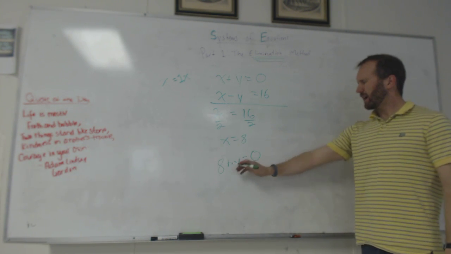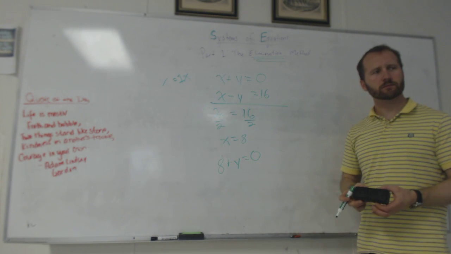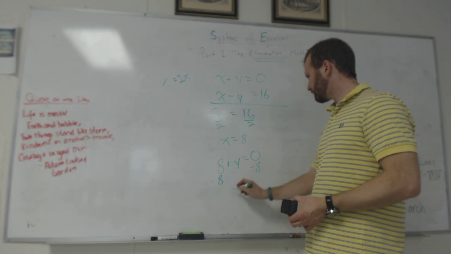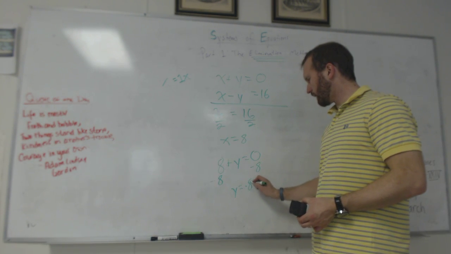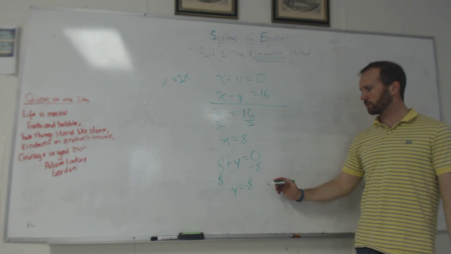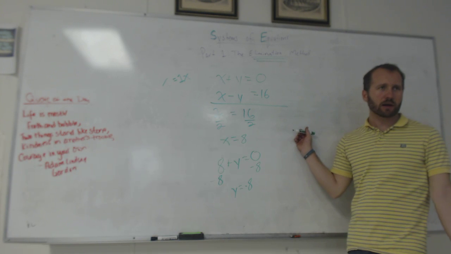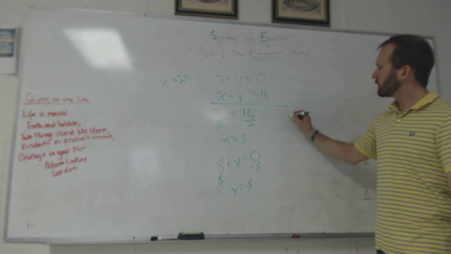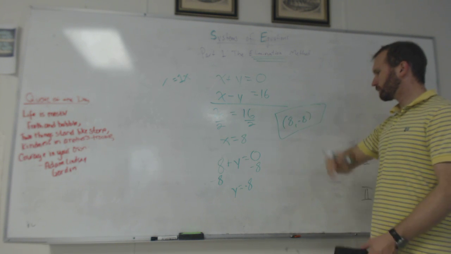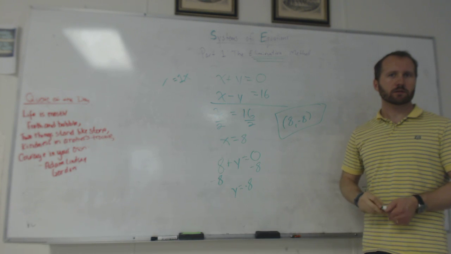All right. At 8 plus y equals 0, what do I have to do to get y alone? Subtract 8 from both sides. y equals -8. Divide by 1? Oh wait, I don't really need to divide by 1. I already have y alone. So x equals 8, y equals -8. How could I write that answer? In parentheses, 8 comma -8. Boom. Boom shakalaka. Did it.